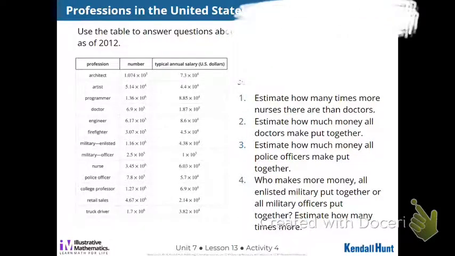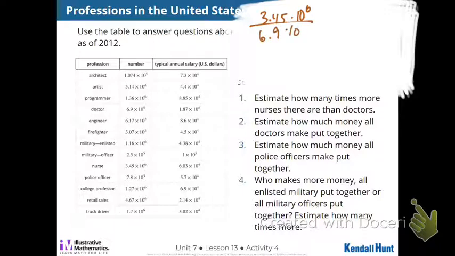All right, so looking at number 1 together. How many more times nurses are there than doctors? So I have 3.45 times 10 to the 6 nurses divided by the number of doctors, which is 6.9 times 10 to the 5th. I'm going to do 3.5 and 7, right? Those numbers play nice? So that gives me 1/2.